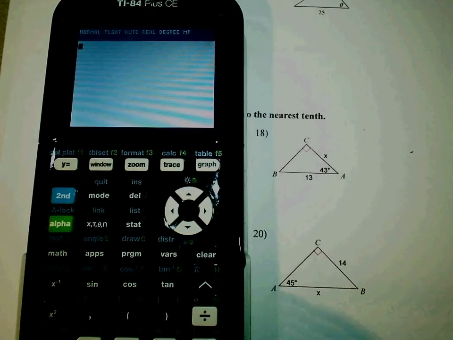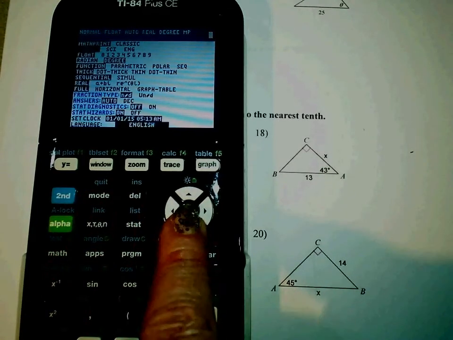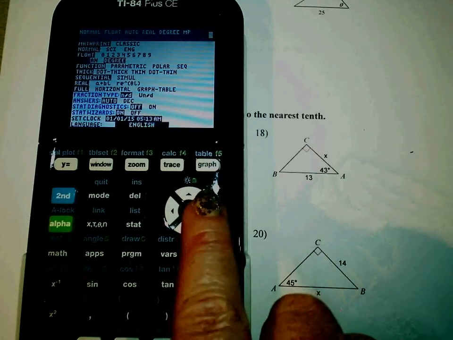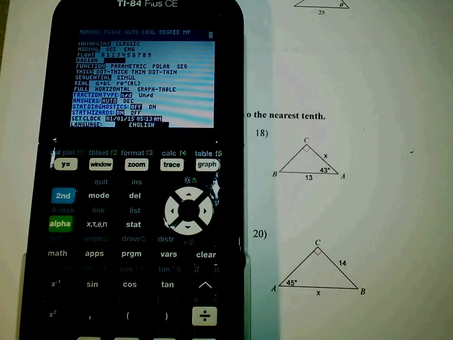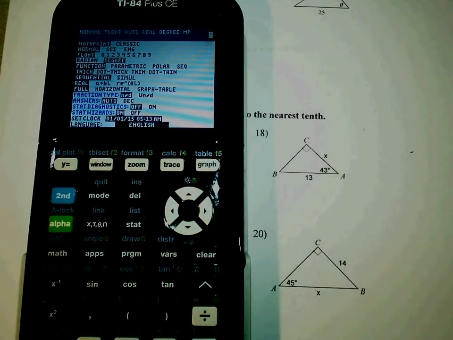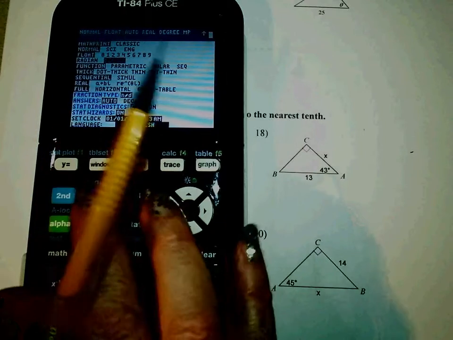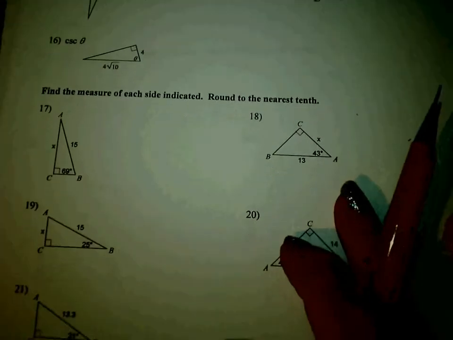Go to mode and go down to the one that says radian and degree and make sure it's on degree mode. If you have it on radian mode, you will miss every problem. Make sure it's on degree mode. Okay. Now, we're going to start with problem 17.